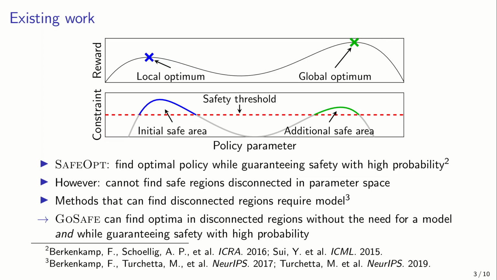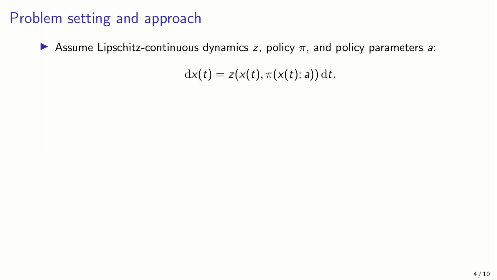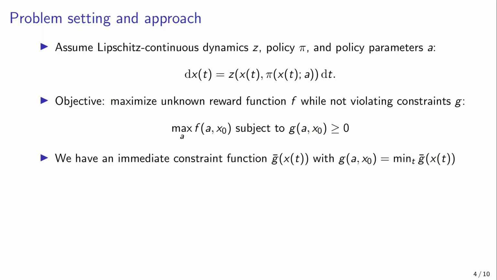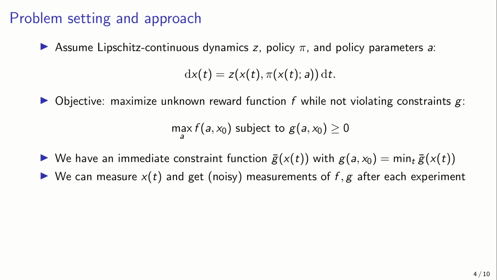In more technical terms, we assume our robot to be governed by Lipschitz continuous dynamics and controlled by a parameterized policy. Our objective is to maximize an unknown reward function while not violating any constraints. We further have an immediate constraint function that depends on the current state of the system, and the constraint g is then basically the minimum over the immediate constraint function values encountered over the course of an experiment.